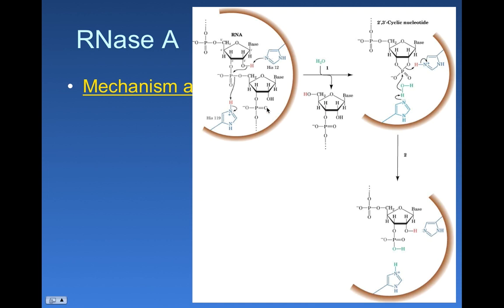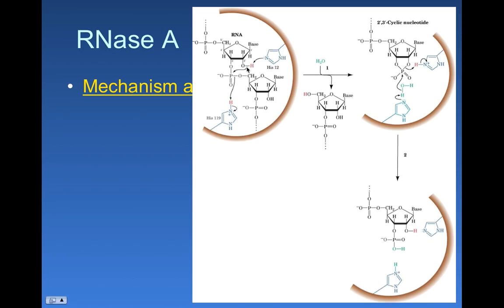Well, let's go through this mechanism pretty quickly on this slide, just by looking at the arrows, and then we'll look at a video that shows it in a little more detail. So, what happens? Well, first, we can think of histidine 12 as acting as a base. Right? This nitrogen is acting as a Lewis base with its lone pair and removing this hydrogen from the 2' position of our ribose sugar. Now, what does that do?